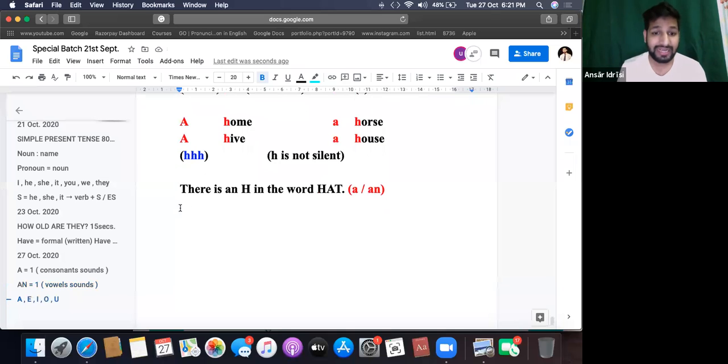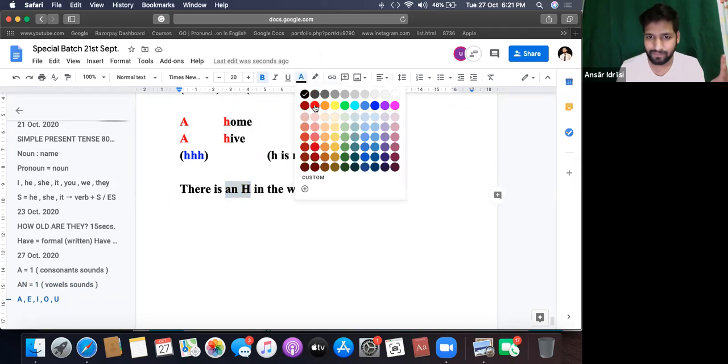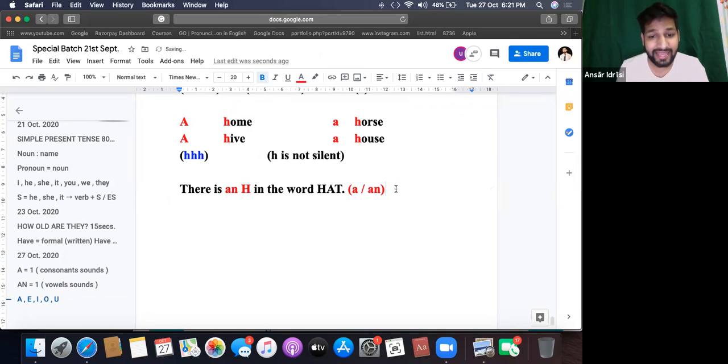Now, if you see here, there is an H. An H, not a H. Why? Because there is an H in the word hat. How many H are there in the word hat? One H. N means one. Correct? An H.